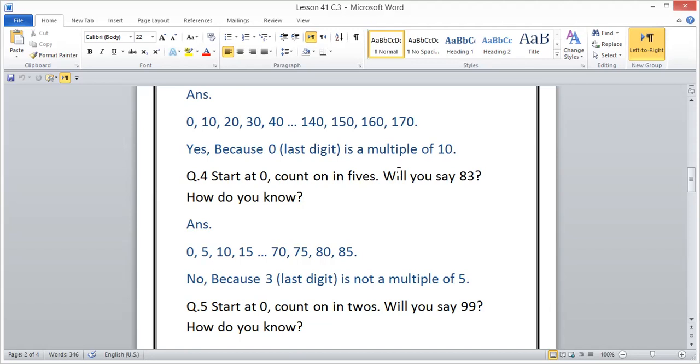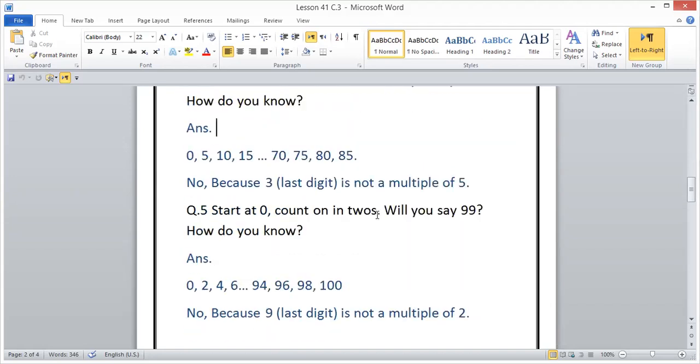So question number 4 is saying, start at 0, count on in 5. Will you say 83? The last digit of 83 is 3, which is not a multiple of 5. So you will say no, because when you start at 0 and count on in 5, that means you are writing multiples of 5. So 83 is not a multiple of 5 because the last digit of 83 is neither 0 nor 5.